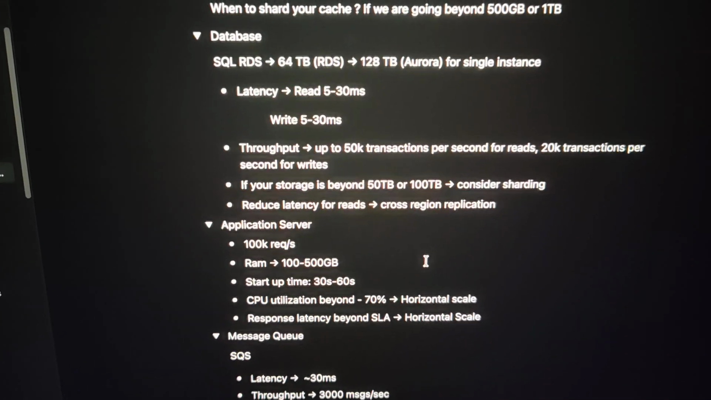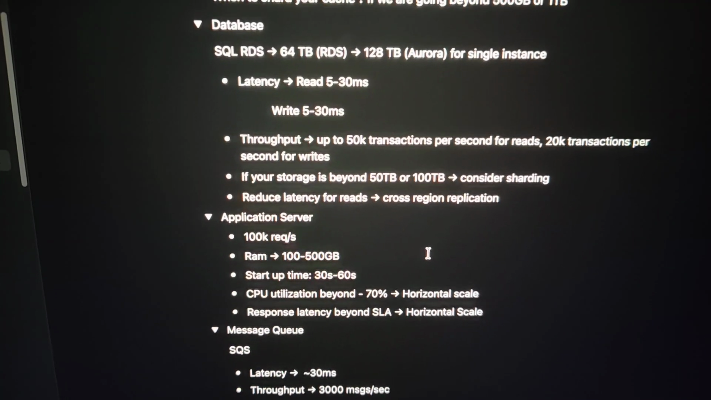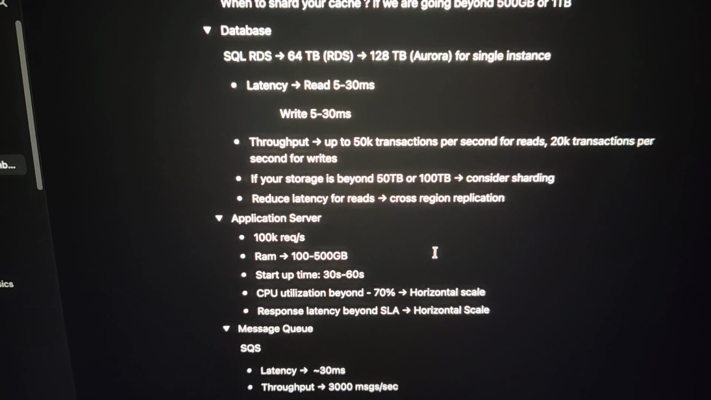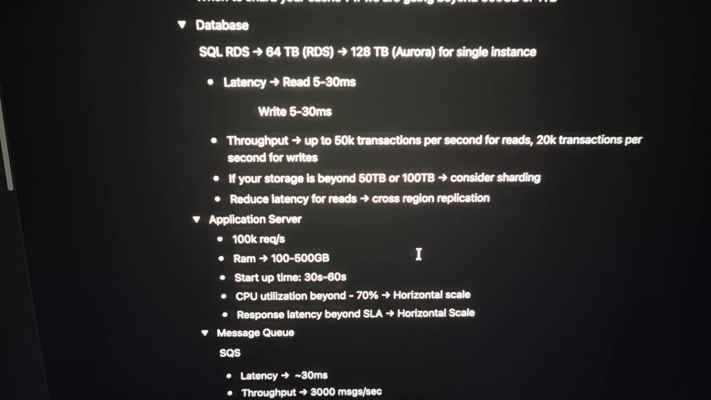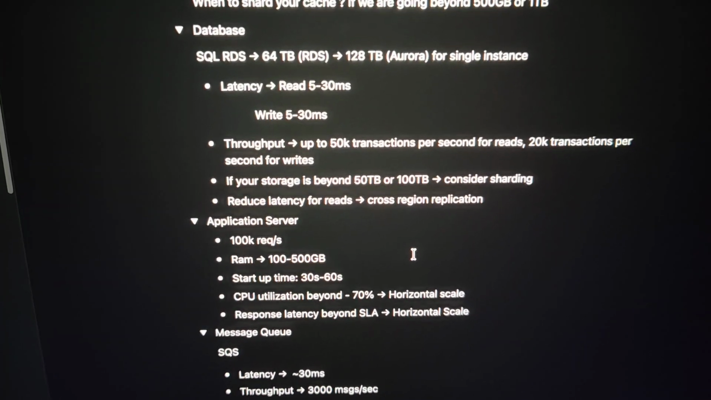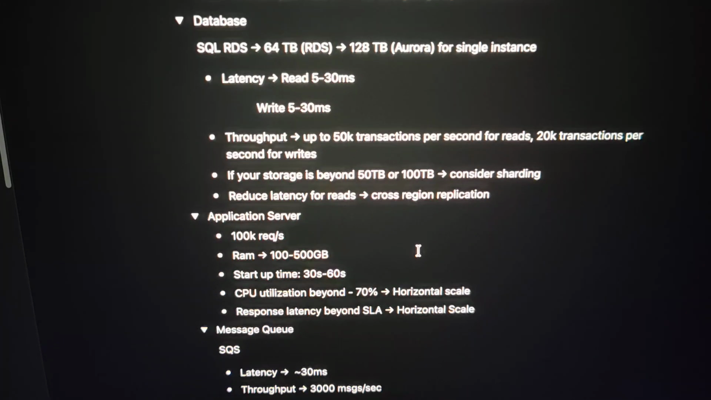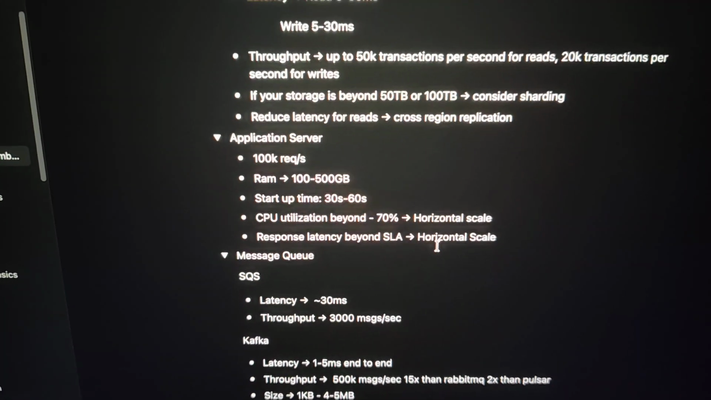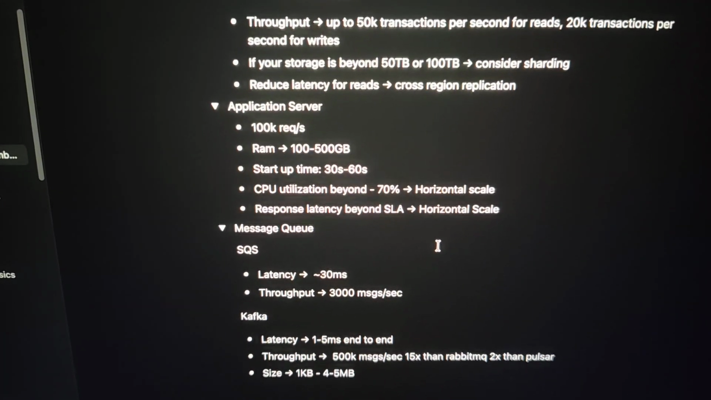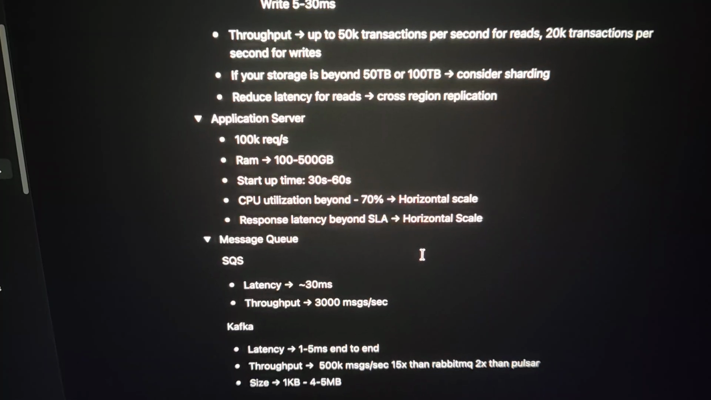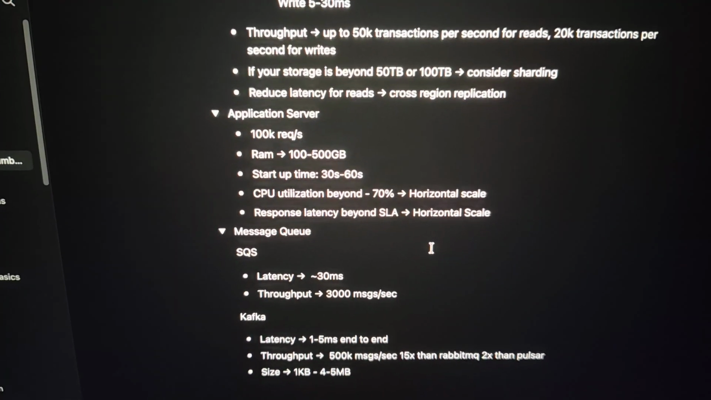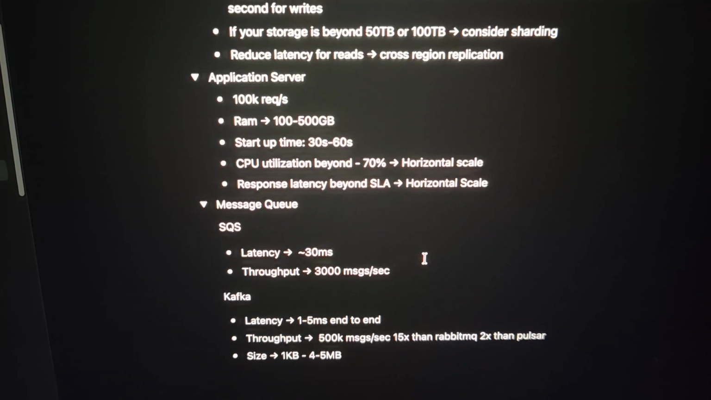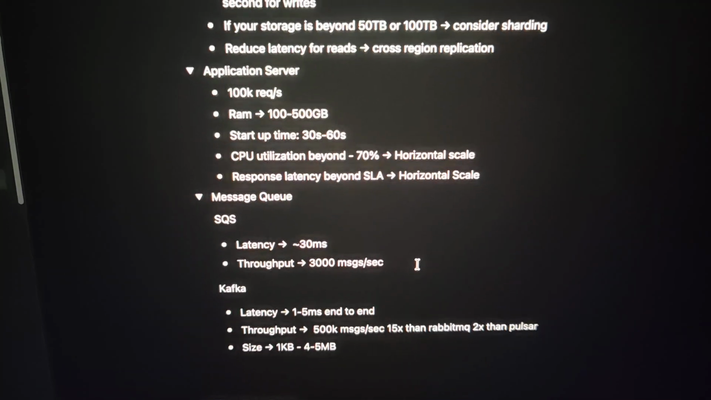So coming to your database, for SQL RDS it will be 64 TB, and for Aurora it can be 128 TB for a single instance. Latency would be 5 to 30 milliseconds, and write would be the same. The throughput can be 50k transactions per second for reads and 20k transactions per second for writes. And if your storage is beyond 50 TB or 100 TB, you can consider sharding.